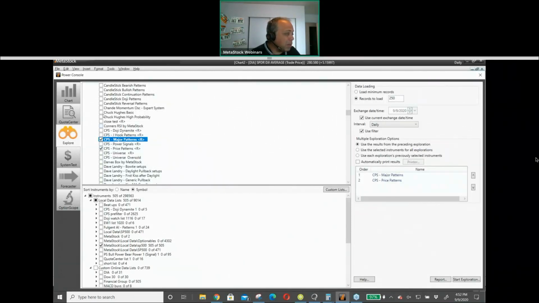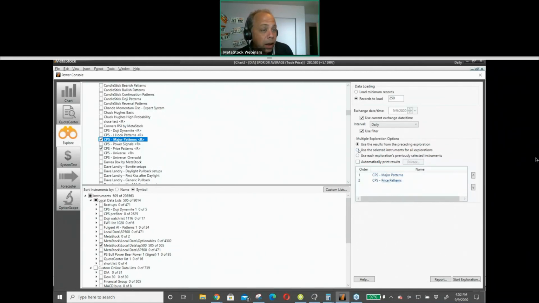Obviously one of them is going to be CPE, but let's just go ahead and grab the 2 that I can find real quickly. And I'm going to basically walk through what the options are and how they actually work. Right here, I can use the results from the preceding exploration. So when I run the first exploration here, it'll eliminate everything that's not filtered out of there. And then it'll send the results of that first scan into the second scan.